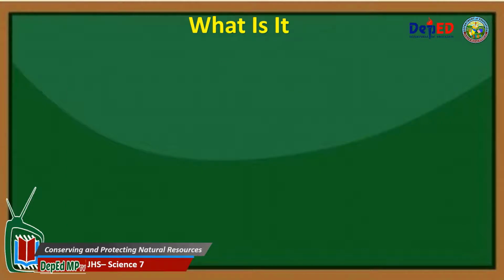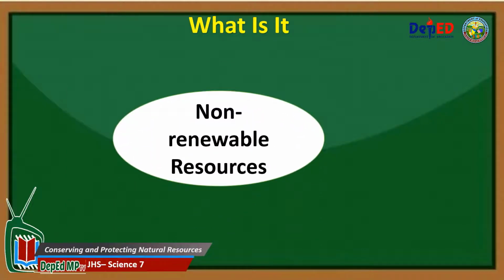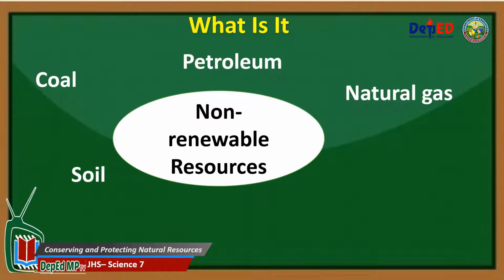On the other hand, non-renewable resources are resources that cannot be replaced. They are in limited supply or, once consumed, cannot be replaced. Examples are soil, coal, petroleum, natural gas, and minerals.